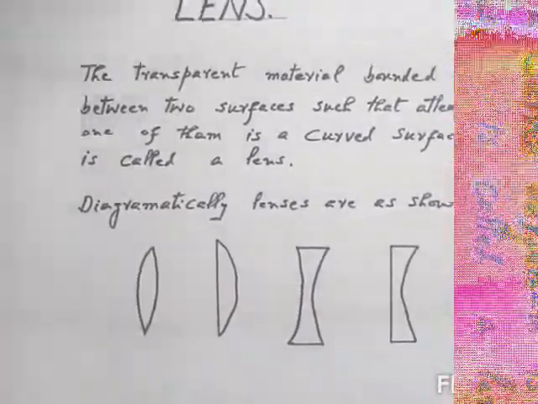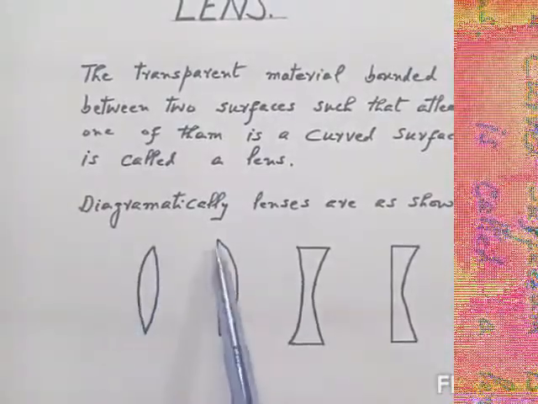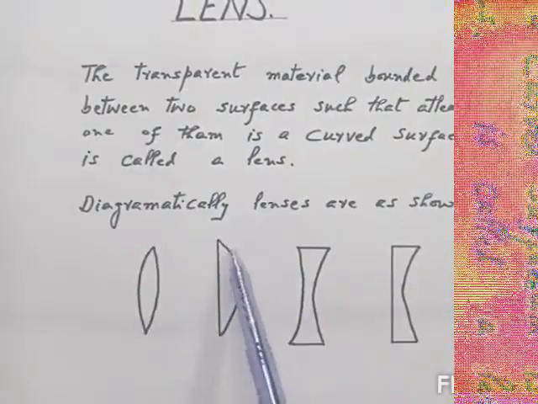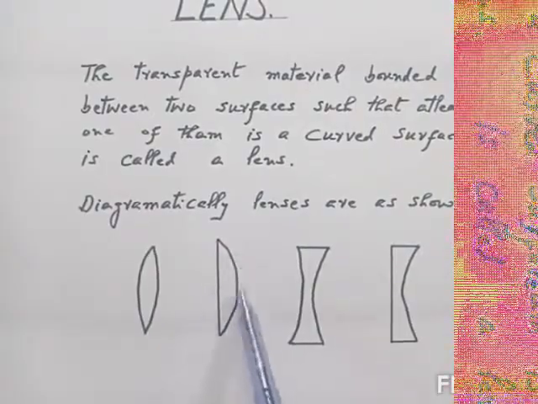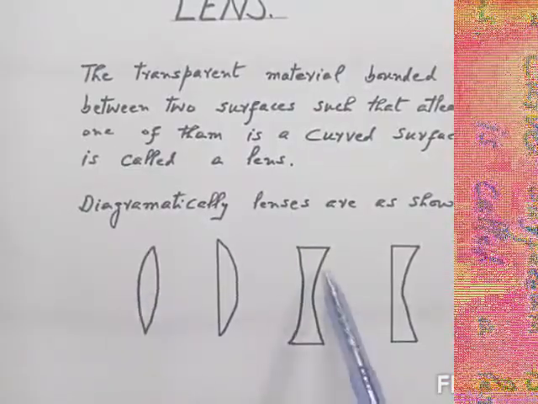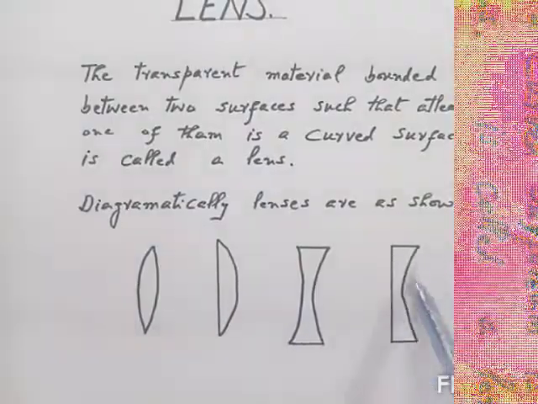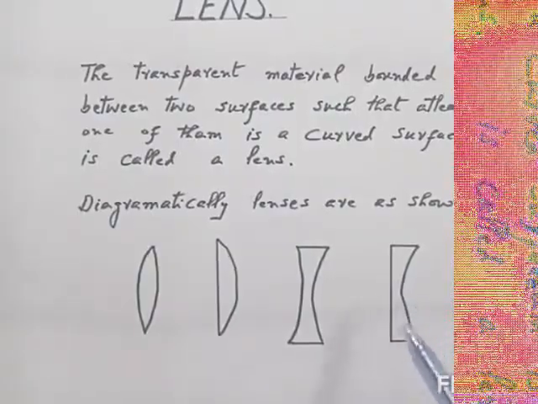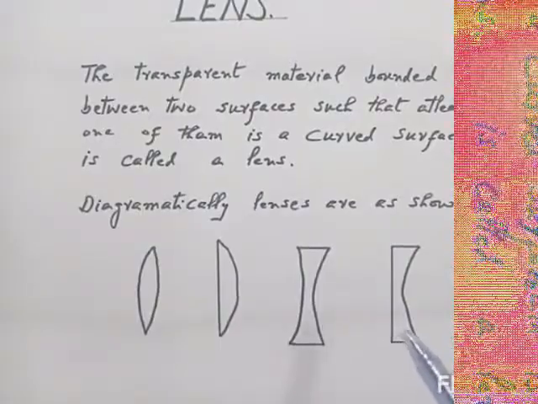Now in these lenses, here two surfaces are curved. Here one surface is plane and one is curved. So in a lens, at least one surface must be a curved surface. Here one surface is curved, so it is a lens. Here both surfaces are curved, so it is a lens. Here one is a plane, but one is curved, so it is a lens. So such a device is called a lens.